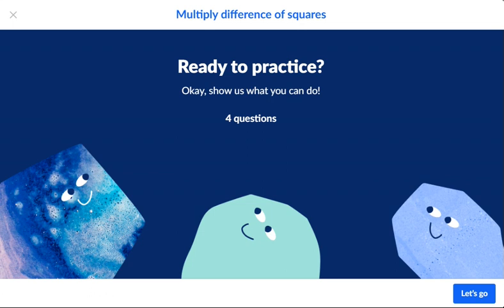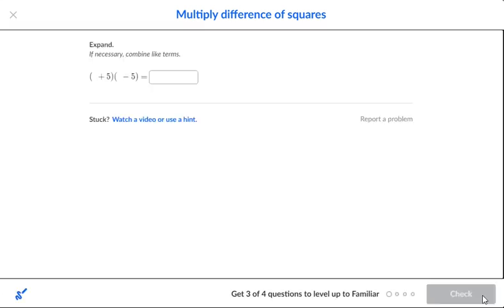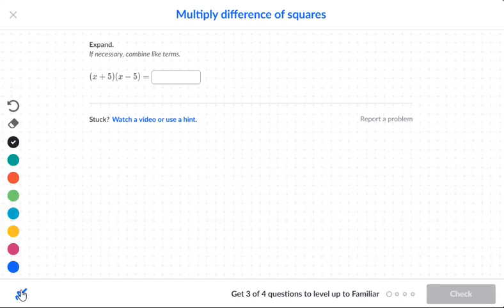Multiply difference of squares. Okay, you have two binomials and you just want to multiply these together. You have x plus 5 and x minus 5. Again, we'll do it the same way.